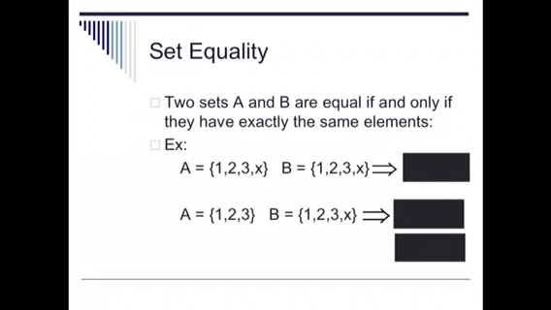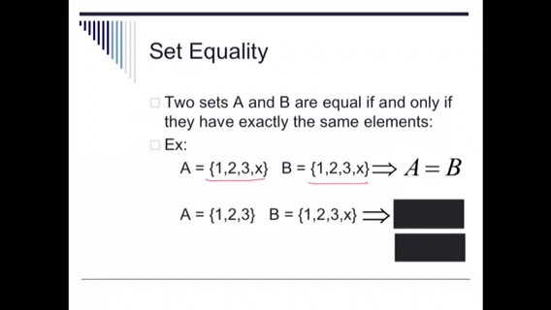Alright, to define the term set equality, two sets are equal if and only if they have exactly the same elements. They don't have to be in the same order because, again, order doesn't matter, but they have to be the same. So if I'm looking at my two sets, I have set A, elements 1, 2, 3, and x. B has the elements 1, 2, 3, and x as well. So those two sets are equal, and we just write that they're equal.